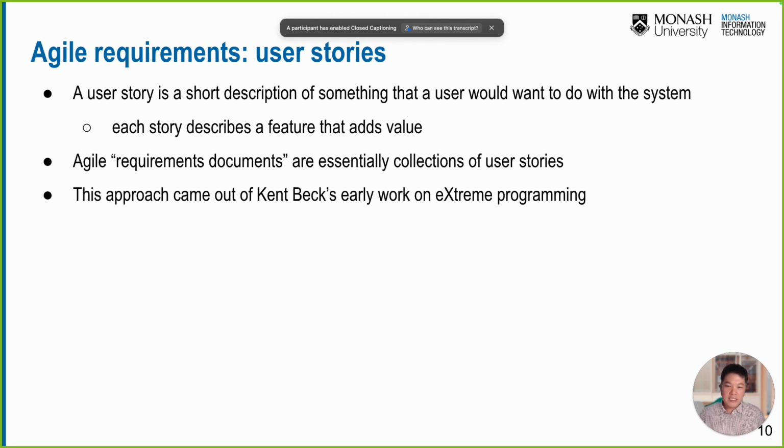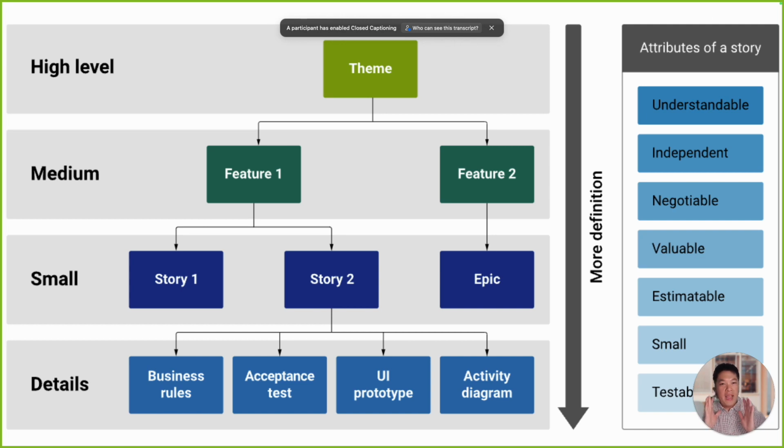Yeah, and this approach actually came out of Kent Beck's early work on extreme programming. User story originated from XP. And this is the structure of the product roadmap. All right. Normally, we need to come up with the theme. The requirement can be written in many granularity levels. It can be the theme, the feature, the user story, or the details, or the epic as well. But at the end of the day, all of this must be aligned with the INVEST principles on the right side of your screen.